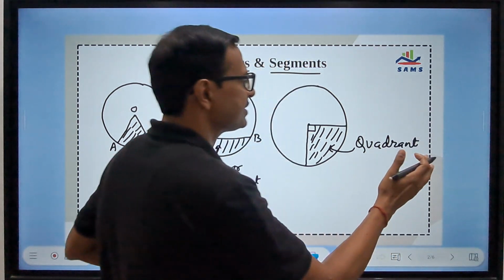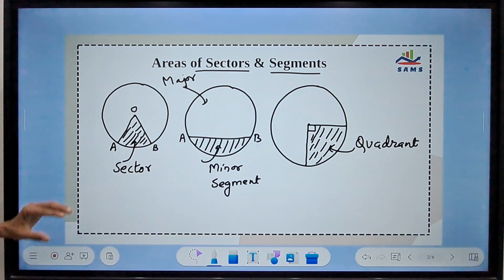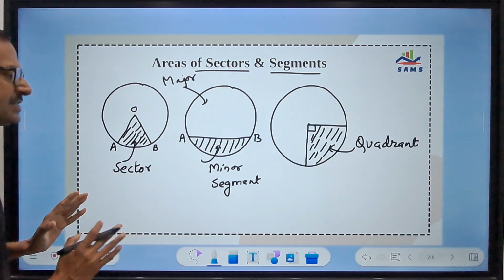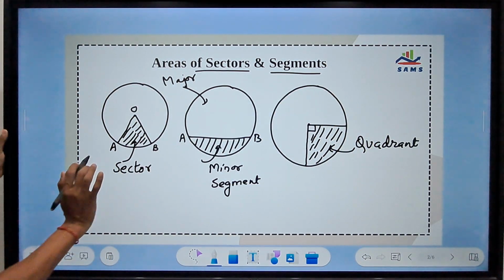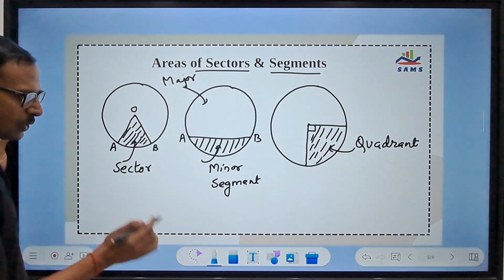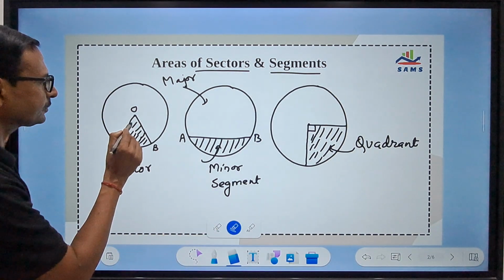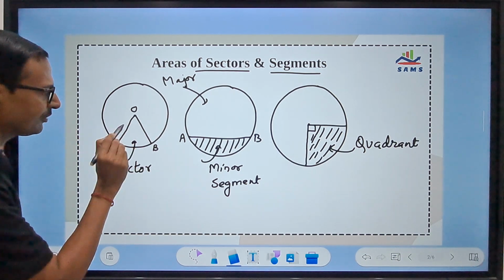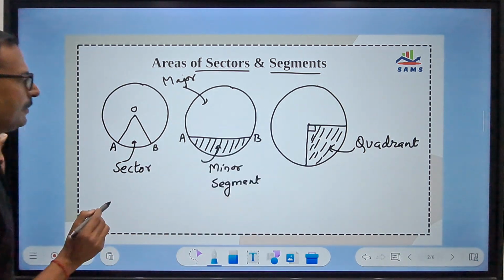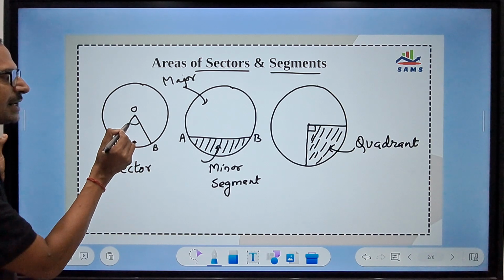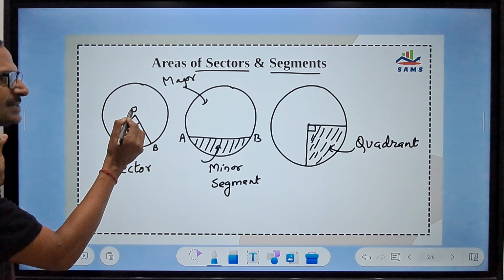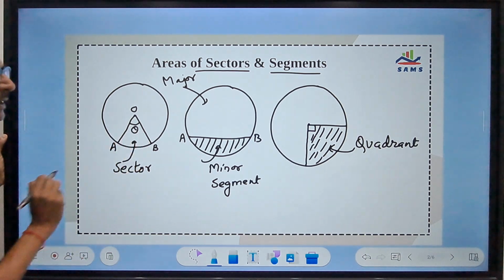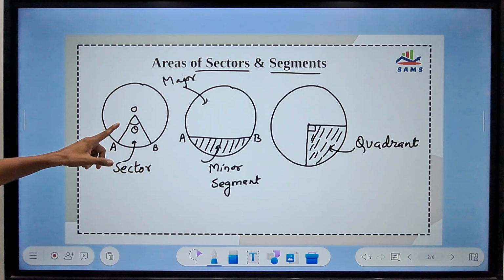So there are some formulas associated with these figures, the sectors, the segments and the quadrants. The first thing we need to understand is the sector angle. If you see the figure here, I am just rubbing off the shaded part. This angle which is inscribed by this arc AB at the center is known as the sector angle, and this is denoted by theta.